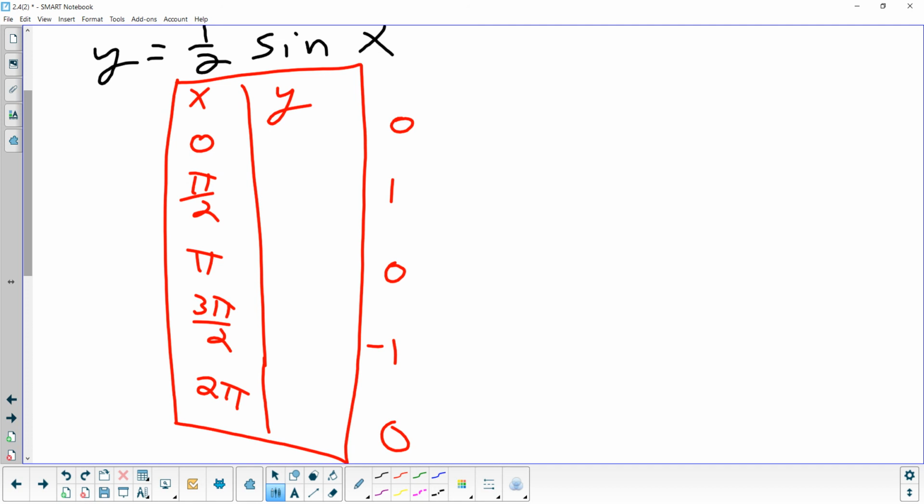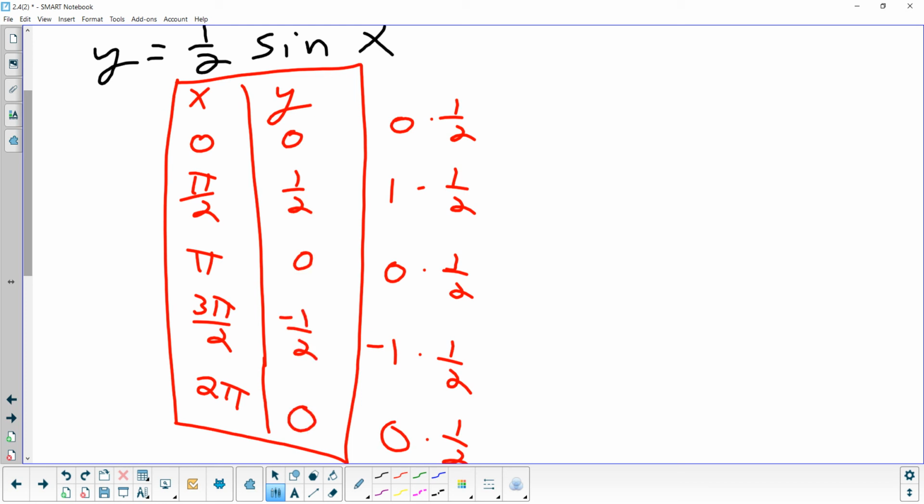Perfect. And Katrina, what are we going to multiply all those by? 1/2. We're going to multiply them by 1/2. Okay. So times 1/2. And then we'll write our new y values. So how about Colby? What would my new y values be? 0, 1/2, 0, negative 1/2, 0. There's my table. Right, questions on the table?